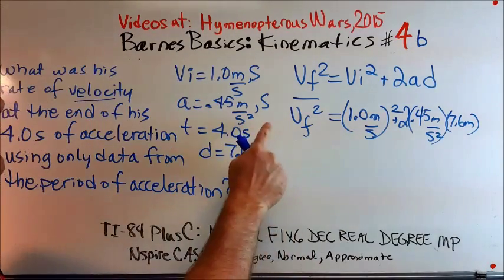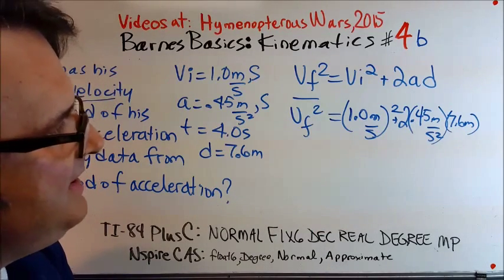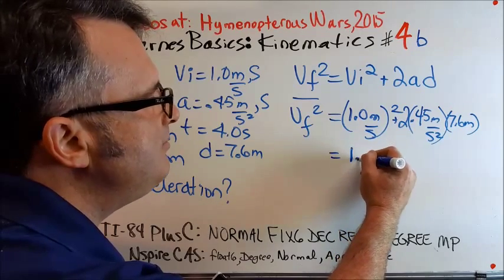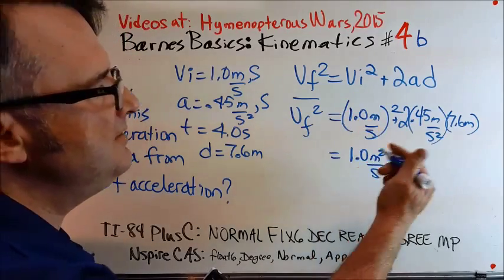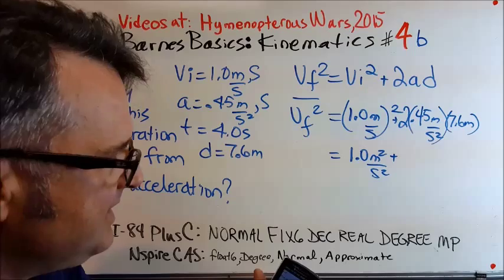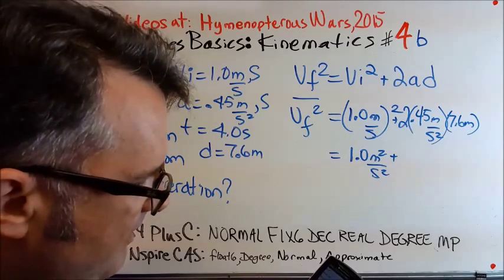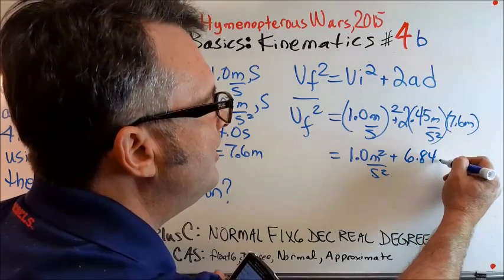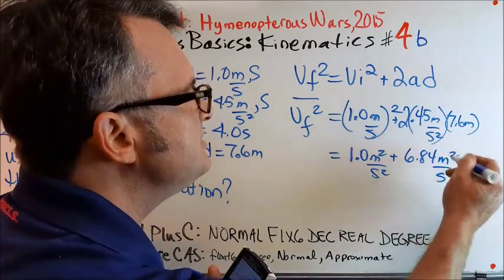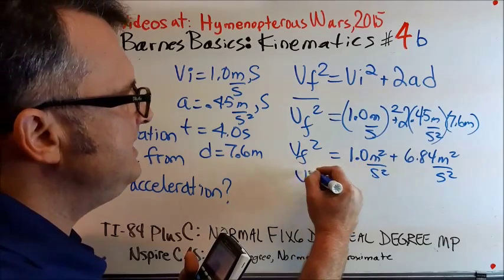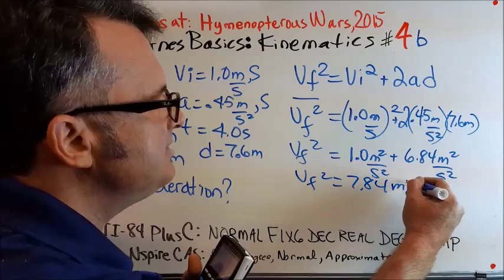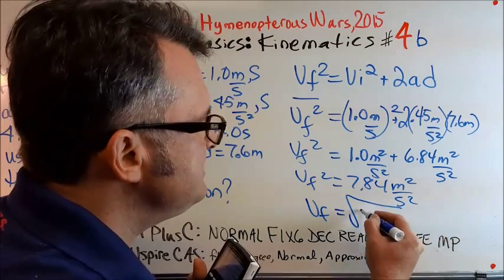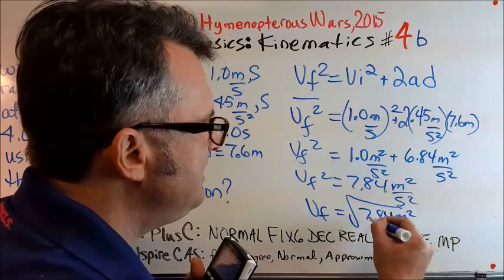All right, so let's start off with this equation here. We'll use the TI-84 Plus. We'll take the easy pickings first: 1 squared is 1, so it's going to be 1.0 meters squared per second squared. We're going to square the units as well. Then let's hit clear and put in the other values: 2 multiplied by 0.45 multiplied by 7.6, enter, and I get 6.84 meters squared over second squared. Add these together, and VF squared is equal to 7.84 meters squared over second squared. I need to get VF, so I need to take the square root of this value.